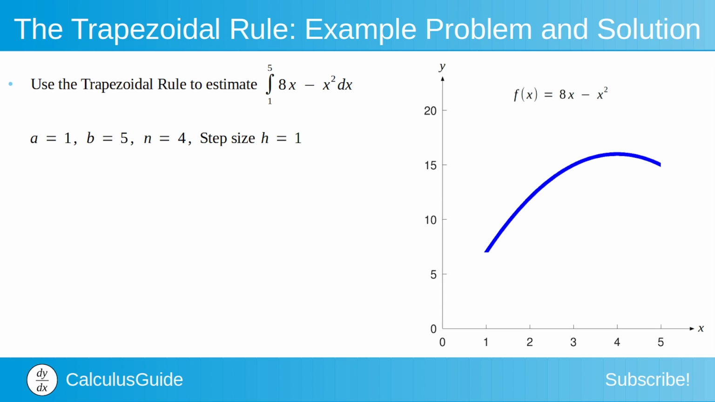Next, I want to calculate the x-axis values at the partition points. Once I have these values, I'll use them to calculate the y values at the partition points. x0 is equal to a, which is equal to 1. x1 is equal to a plus h, which is equal to 1 plus 1, which is equal to 2. x2 is equal to a plus 2h, which is equal to 1 plus 2 multiplied by 1, which is equal to 3.